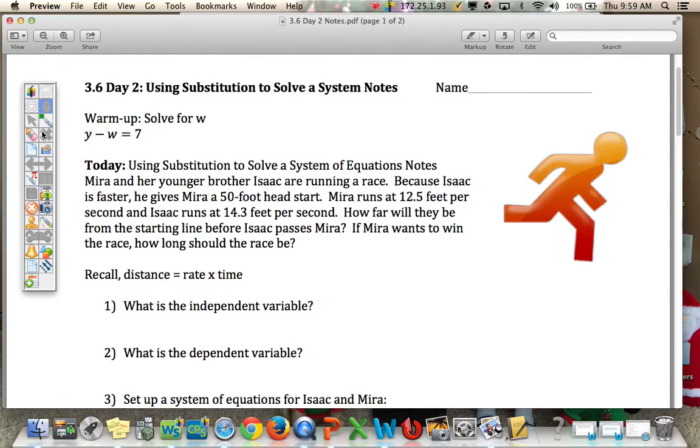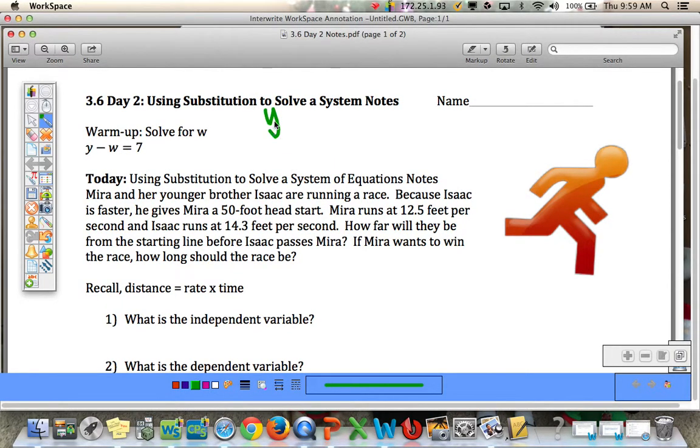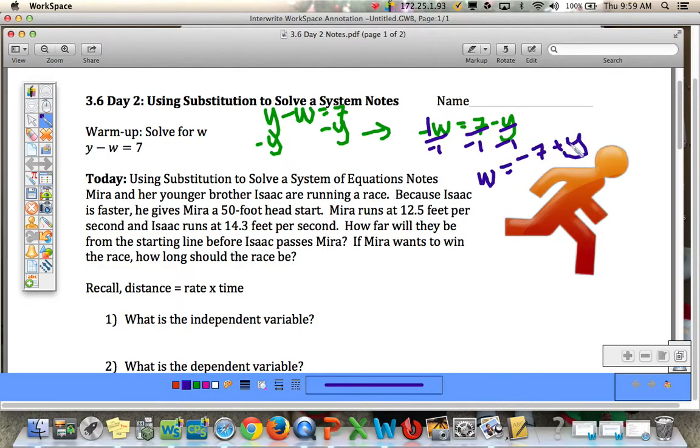Let's practice that. So again, we have y minus w equals 7. Let's get rid of the y here, subtract y from each side. So you'll have negative w equals 7 minus y. And this is a negative 1 times w, so you can divide each term by negative 1 to get rid of it on the left-hand side, and you get w equals negative 7 plus y, or you could write y minus 7.